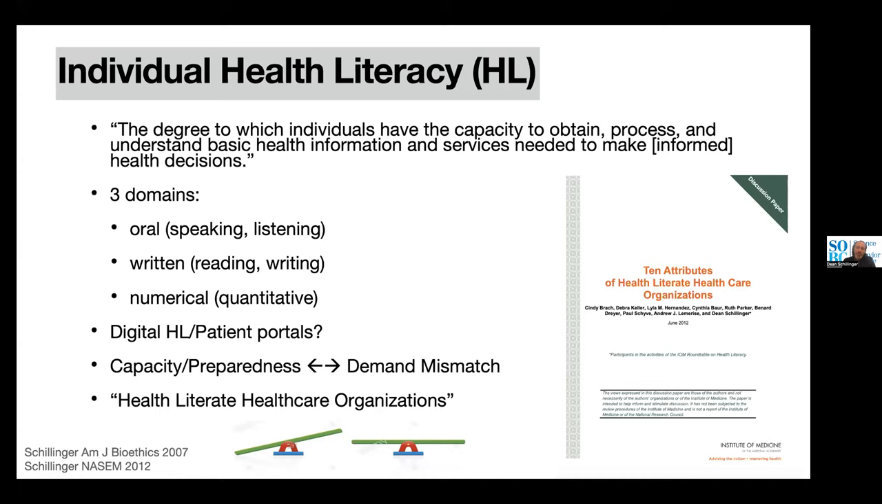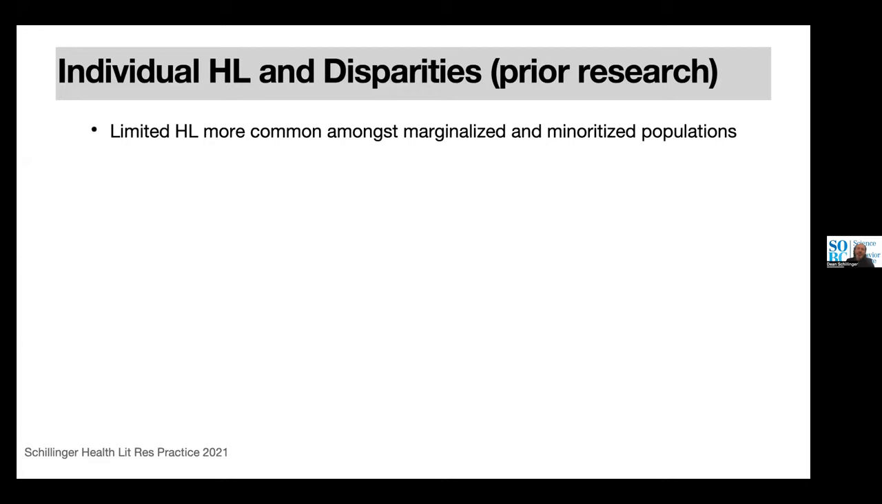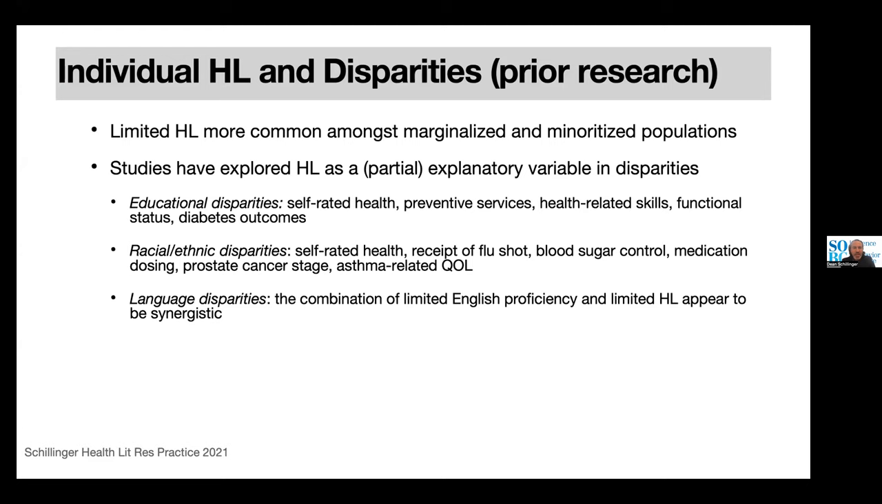Now, what do we know about the relationship between individual level health literacy and health disparities? Well, of course, we know that limited health literacy is more common amongst marginalized and minoritized populations. And studies have explored the degree to which health literacy may be a partial explanatory variable with respect to health disparities in disease outcomes. With respect to research exploring educational disparities, health literacy has been shown to be at least a partial explanatory variable in such outcomes as self-rated health, receipt of preventive services, health-related skills, functional status, and outcomes of diabetes.